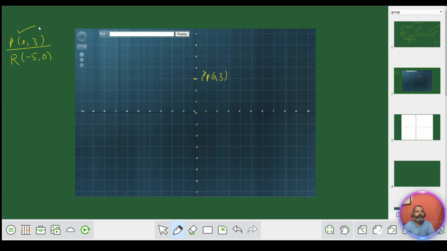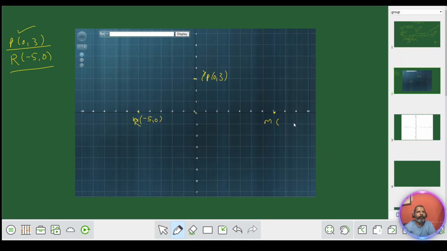Can we mark R of minus 5 comma 0? Where does it fall first? It falls on the x axis because its y coordinate is 0 and its x coordinate is not 0. Means minus 5 comma 0. So R falls here. R of minus 5 comma 0. Got it?